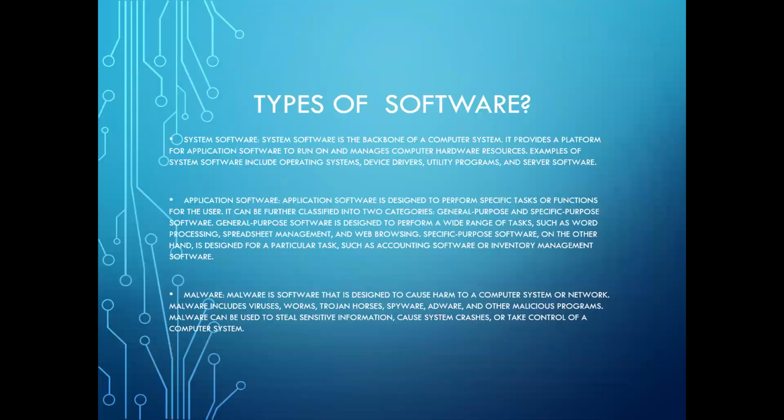So the different types of software that we have are system software, application software, and malware. Okay, so system software is the backbone of a computer system. You can consider operating systems, device drivers, and some utility programs. Then we have server software. Every computer requires software, that is nothing but a basic operating system. We have a lot of operating systems, like Windows, Linux, Mac, and Solaris. These are the different operating systems wherein we are going to host our software.